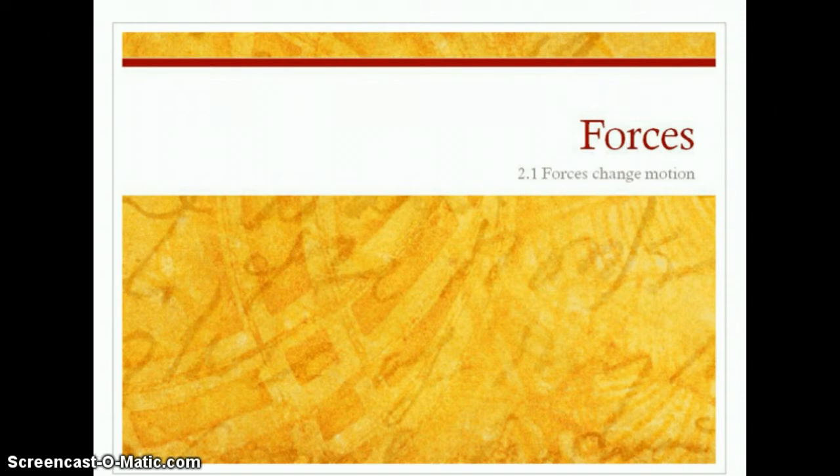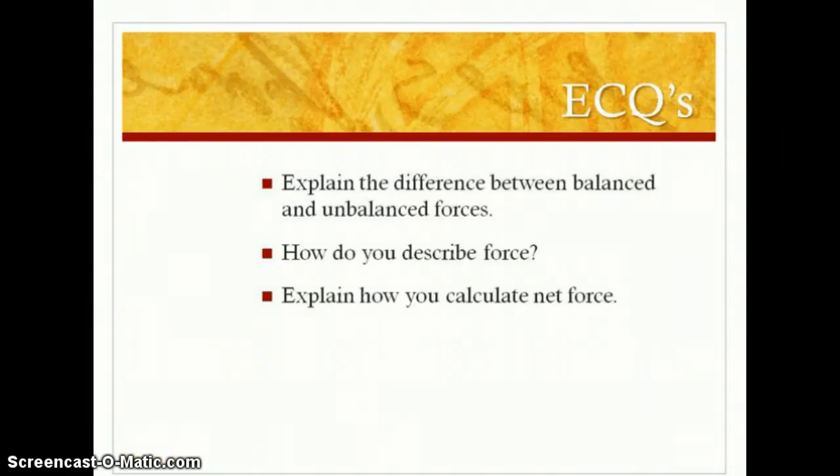I have also added a slide of your essential content questions for this lesson. I want you to be able to answer these questions at the end of the lesson. You're going to either include these questions with answers on a separate piece of paper, or you can write them and answer them on the back of your Cornell notes. The first question is, explain the difference between balanced and unbalanced forces. The next one says, how do you describe force? And the last one is, explain how you calculate net force.